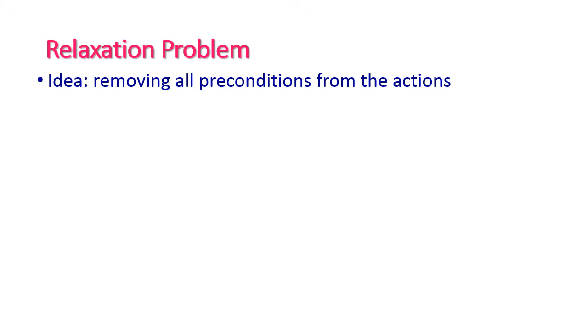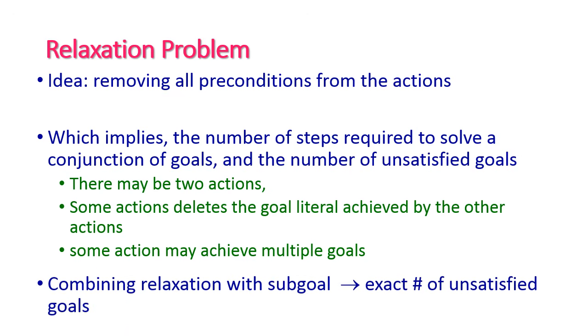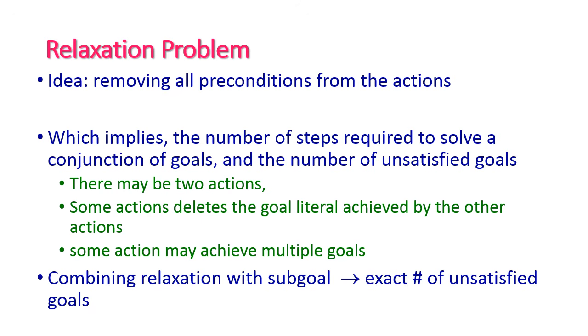Next is the relaxation problem. The idea of the relaxation problem is to remove all preconditions from the actions, which implies the number of steps required to solve a conjunction of goals equals the number of unsatisfied goals. Here we need to consider two types of actions. First, some actions delete the goal literal achieved by other actions, and some actions may achieve multiple goals. So combining relaxation of sub-goals implies the exact number of unsatisfied goals. Here we need to identify the unsatisfied goals and remove them from our list. This is called the relaxation problem.